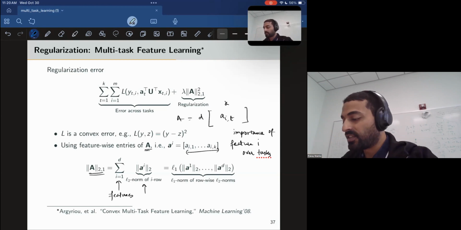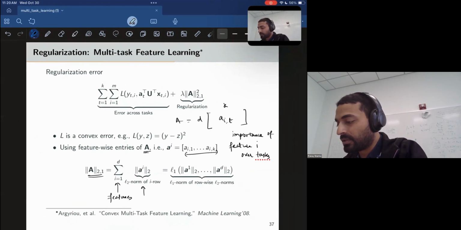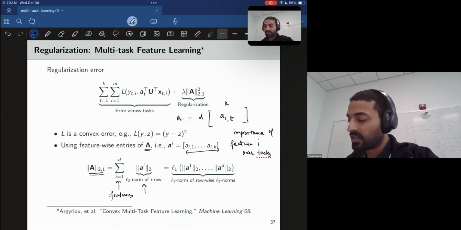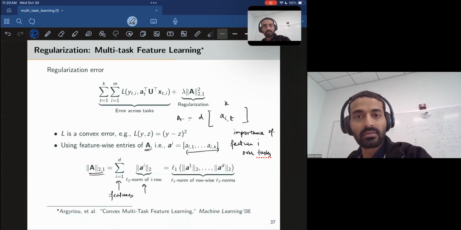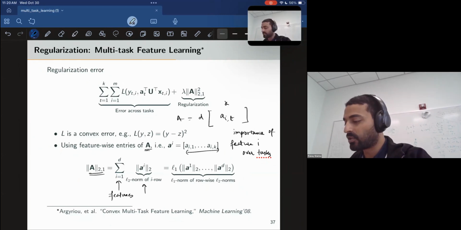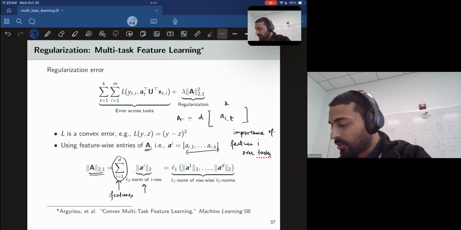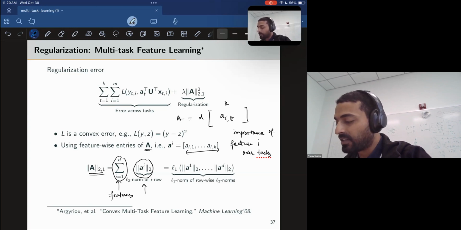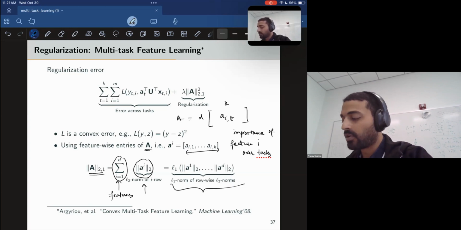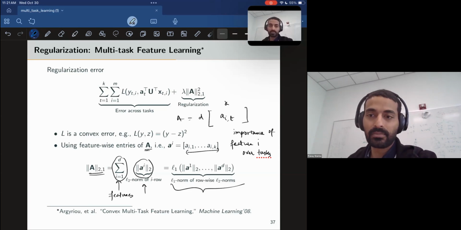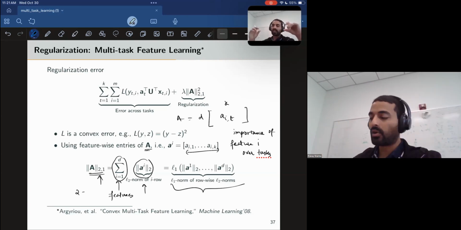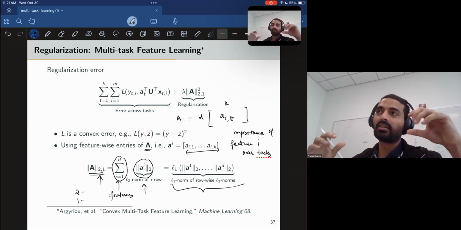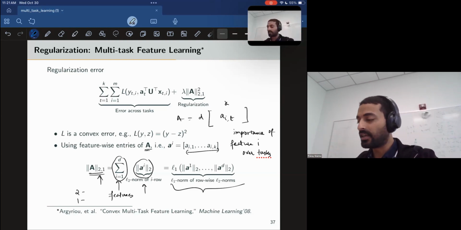So you have a sum over features, and this is an L2 now. Let me know if this is not clear. Because you have a sum here and you have a positive quantity here, we can interpret this entire thing as an L1 norm of the row-wise L2 norms, right? That's why we have two subscripts here. The first one, the 2, is about looking at every row and computing its L2 norm. And the 1 is that we are taking the L1 norm of those L2 norms, right?